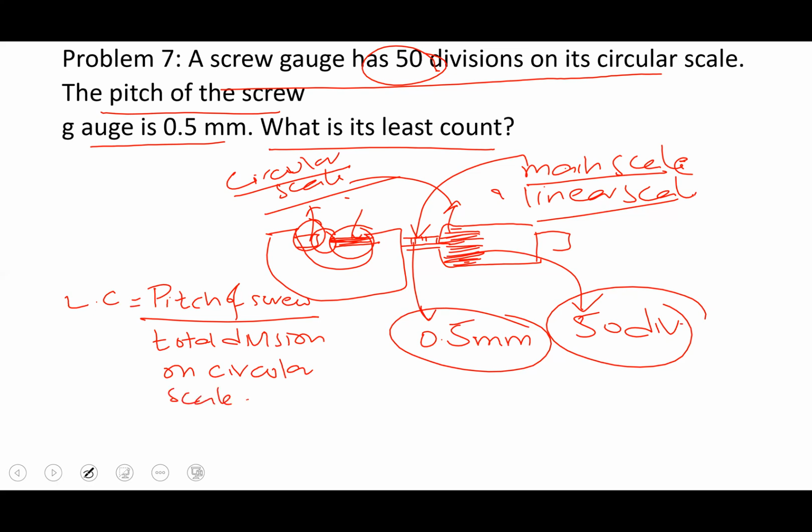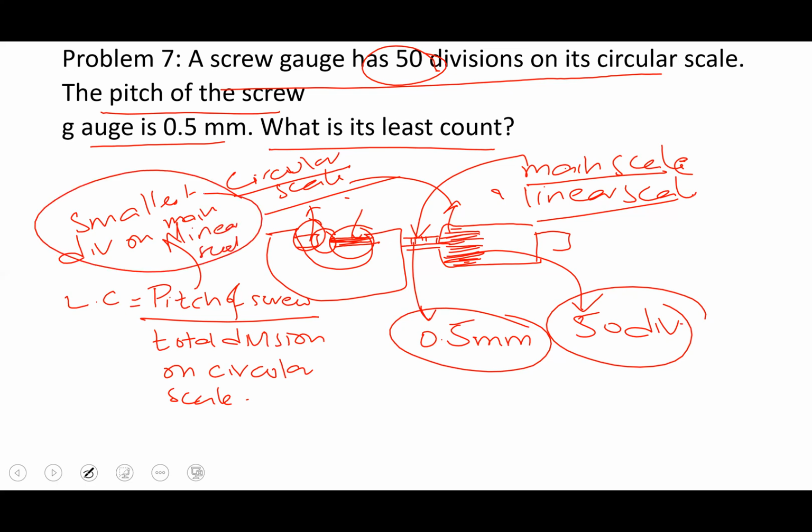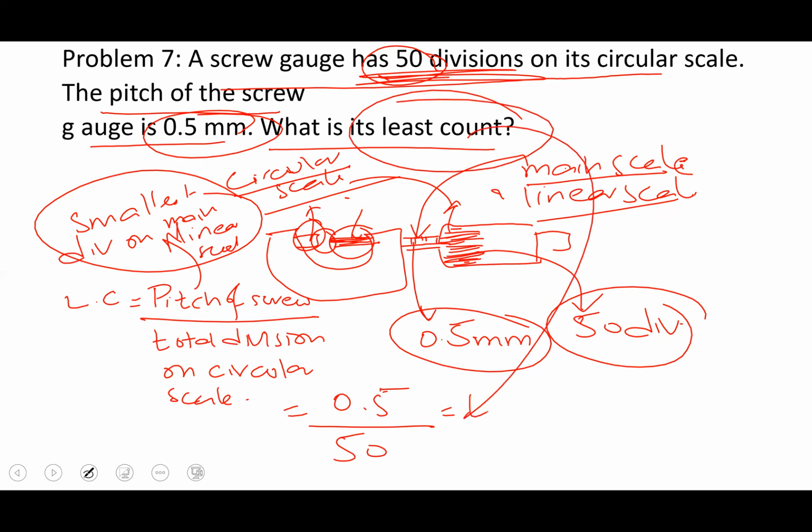Now, in this case, if we say that it is the smallest deviation on the linear scale, it is also correct. Smallest deviation on the main, or you can say linear scale, is the same thing. So the pitch of the screw, which is given to us in the question, is 0.5. It is 0.5 divided by how many deviations on the circular scale? It is 50. So 0.5 divided by 50. Whatever the answer comes, it is going to be the least count. So this is the formula for least count which we are going to use.